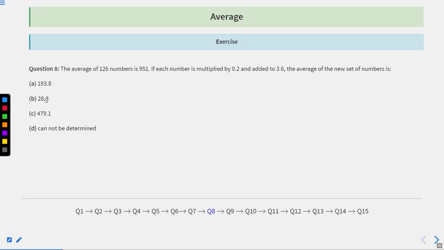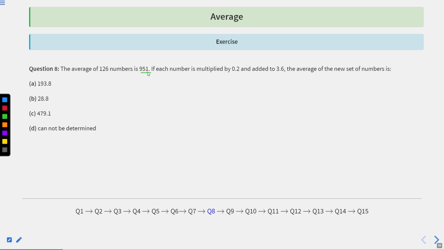Moving ahead to problem number 8. The average of 126 numbers is 951. If each number is multiplied by 0.2 and added to 3.6, the average of the new set of numbers is? So we have some set of data points, and its average is 951. So we have 126 observations, and its average is 951.